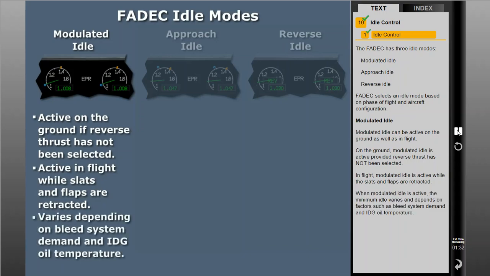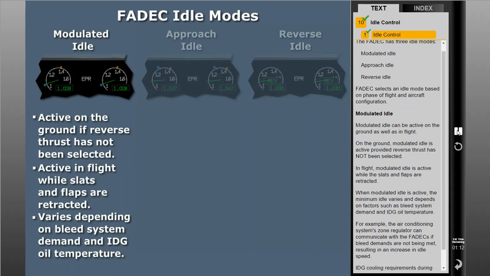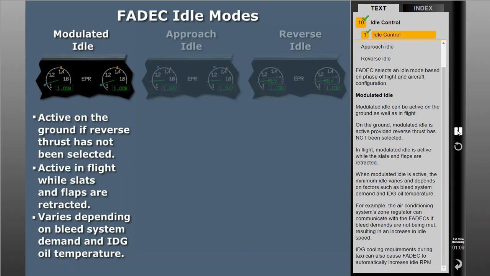When modulated idle is active, the minimum idle varies and depends on factors such as bleed system demand and IDG oil temperature. For example, the air conditioning system's zone regulator can communicate with the FADEC if bleed demands are not being met, resulting in an increase in idle speed. IDG cooling requirements during taxi can also cause FADEC to automatically increase idle RPM.